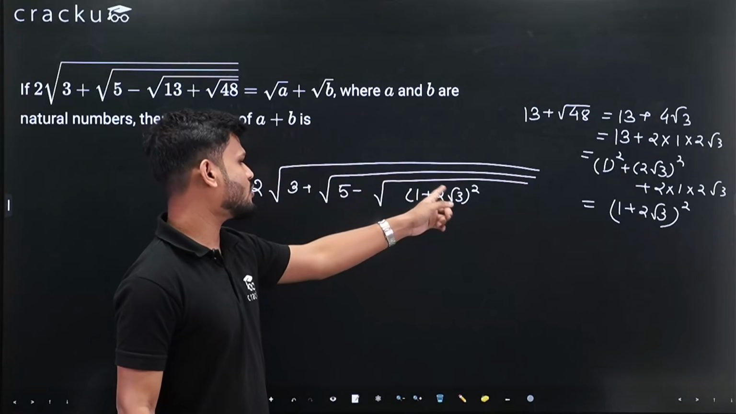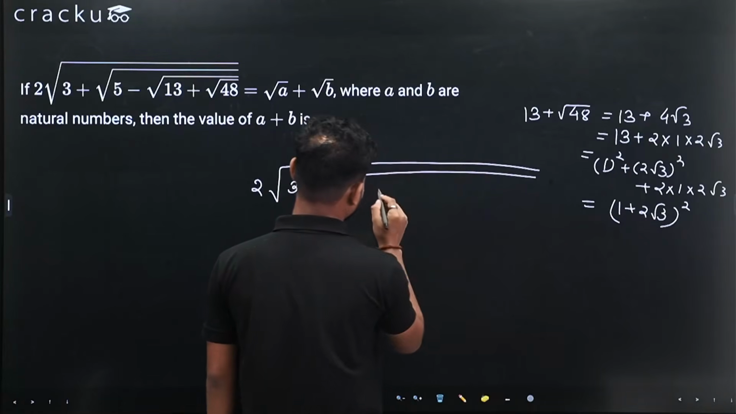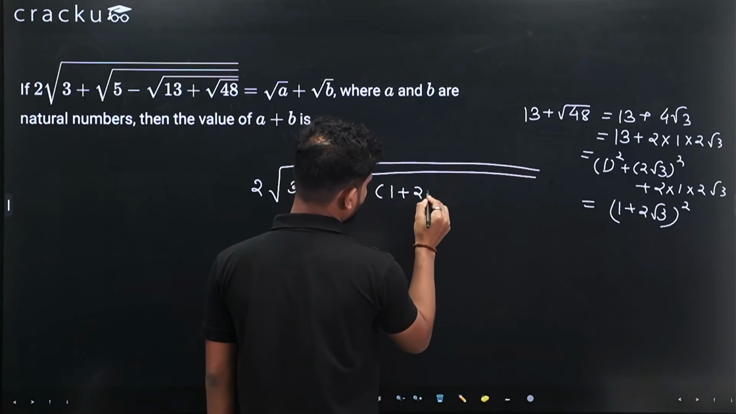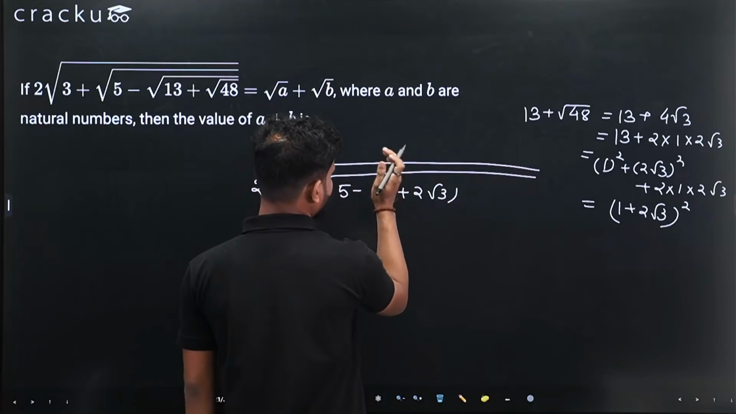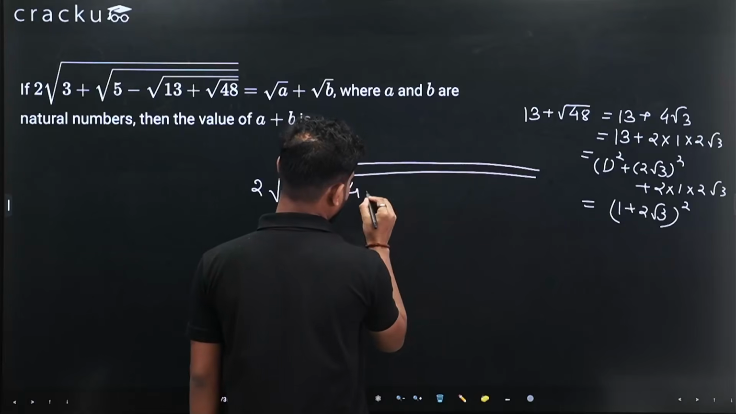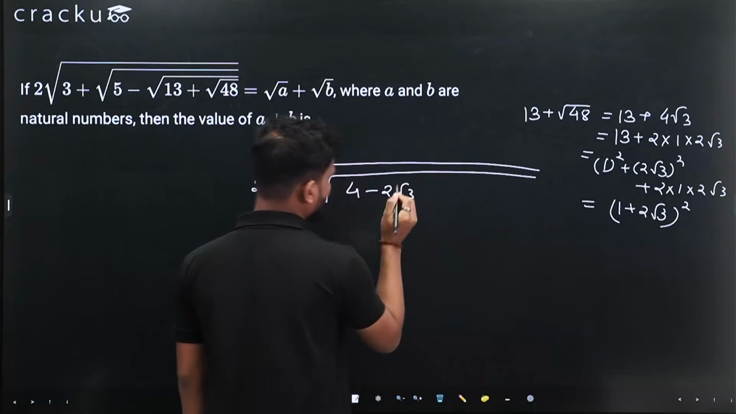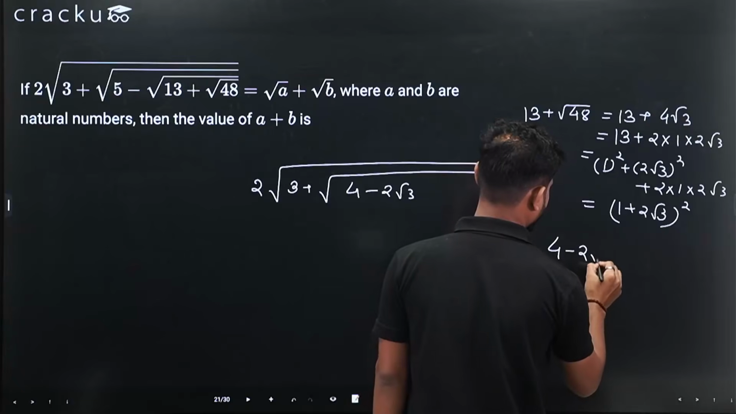What is the square root of 1 plus 2 root 3 whole square? It is nothing but 1 plus 2 root 3. So this will be 5 minus 1 minus 2 root 3. This is nothing but 4 minus 2 root 3 whole square. Now I have 4 minus 2 root 3.